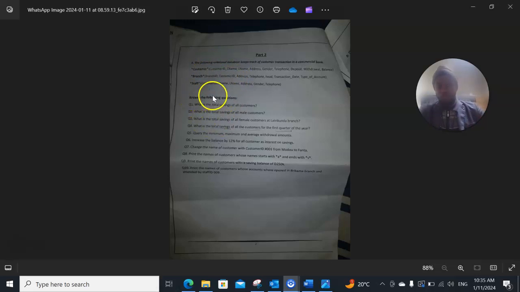So basically this is the explanation of the three tables that we have here. So this is the question. Answer the following question. Question 1 says, what is the total savings of all customers? Therefore, I will be using a Word document to answer these questions. Let's go to my Word document.